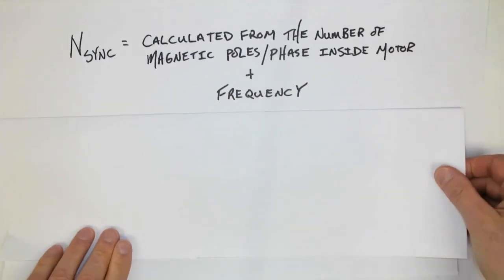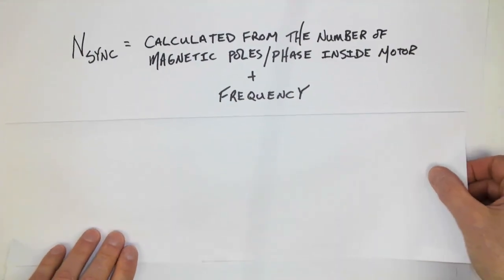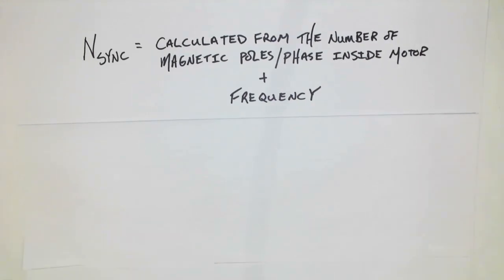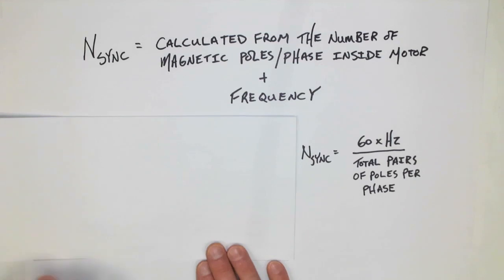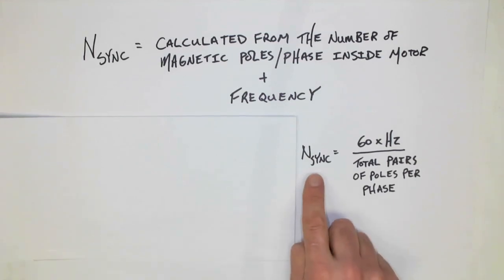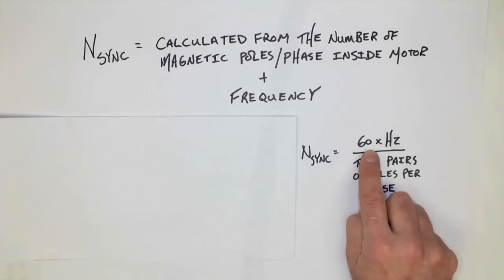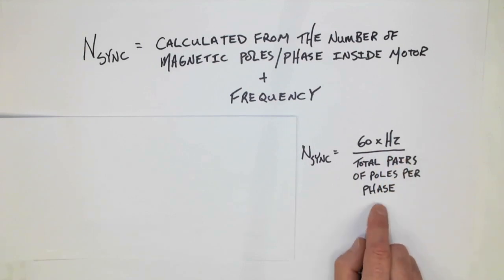Well, let's take a look at a few of the equations that we're going to utilize to calculate synchronous speed. Synchronous speed is the magnetic field speed, and it's calculated from the number of magnetic poles per phase inside the motor plus the frequency of the AC that is being applied. So there's two different equations. This is the first one: N synchronous is equal to 60 times the hertz divided by the total pairs of poles per phase.